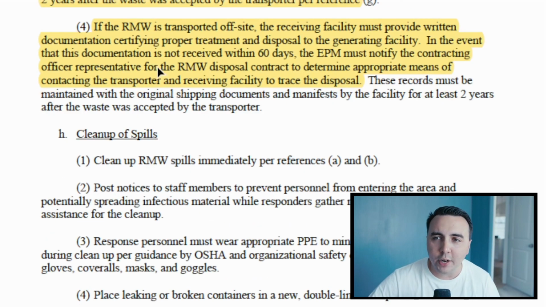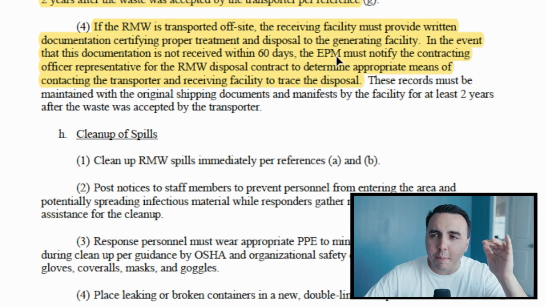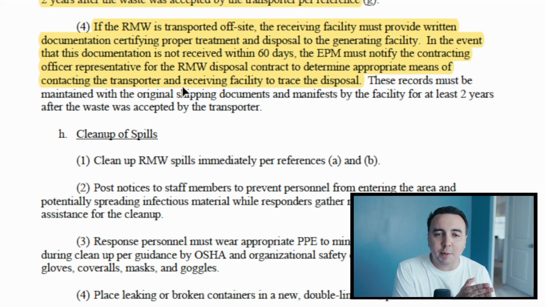Now, this number 4 here says, what if you didn't get any document? It says that in the event that this document is not received within 60 days, that's when the EPM, the person that's overall in charge, must notify the contracting officer representative for the RMW disposal contract to determine the appropriate means of contacting the transport and receiving facility to trace the disposal. So they need to have that document up until the day it was received by the person.